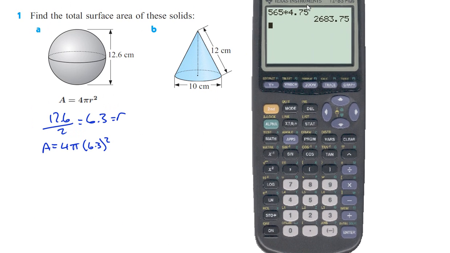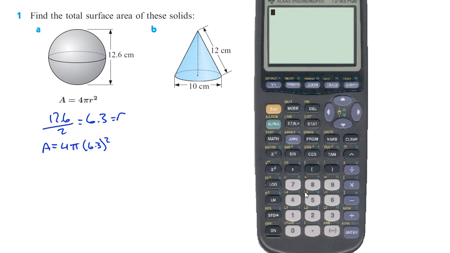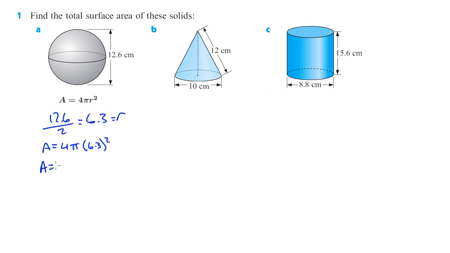All right, so let's call that up and away we go. So 4 times, and again you usually want to find your pi button instead of pushing 3.14. It'll give you a more accurate answer. Times 6.3 squared, and we get 498.759. It doesn't say where to round it to, so I'm going to go 498.8. 498.8, and this is centimeters. It's surface area, so centimeters squared.